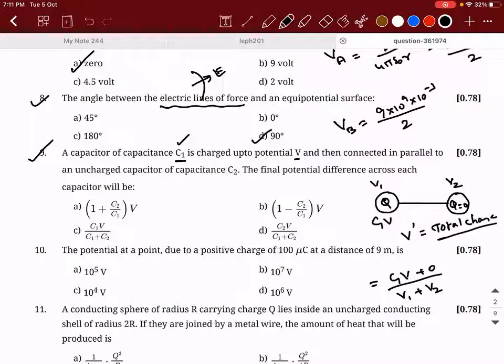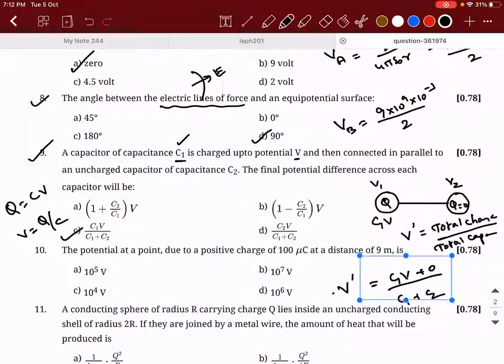Because Q is equal to CV, V will be equal to Q by C. So it will be total, how much? Capacitance. So how much should I write? C1 plus C2. This is V dash. Right. I think this is what they are asking, right? I think the answer is C. Yeah, ninth one, answer is C. Correct?